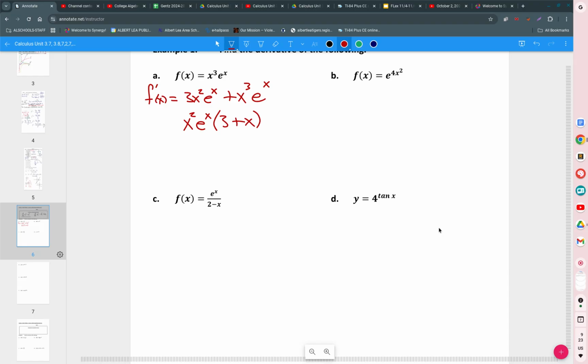The next one is where we get into the heart of the derivative of e to the x, and we are going to set this up as e to the u. So what would u be? 4x squared. The derivative of 4x squared? 8x. And the derivative of e to the u? e to the u. And so f prime of x becomes 8x times e to the 4x squared.